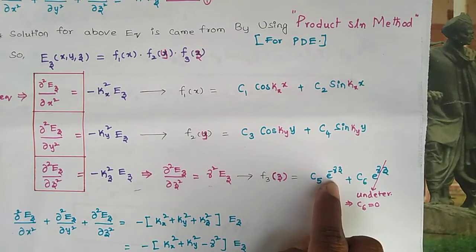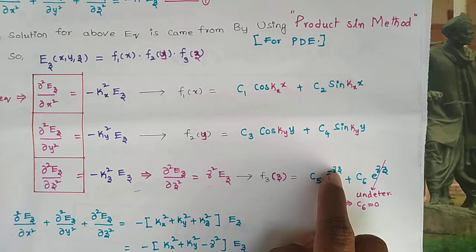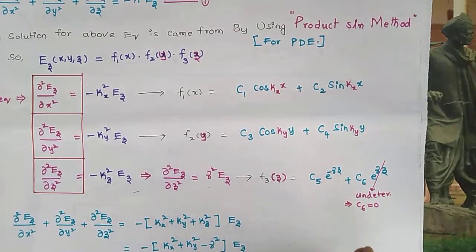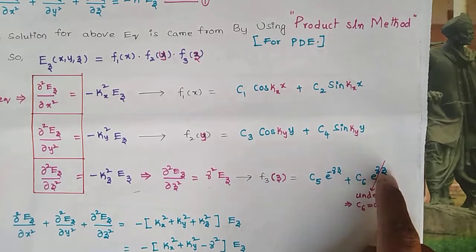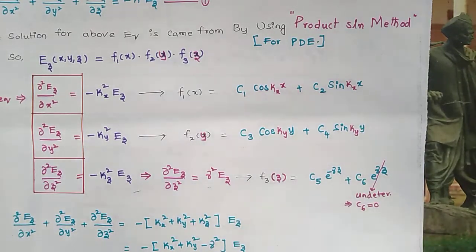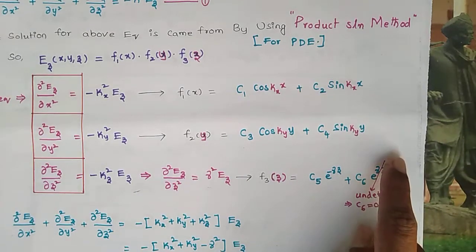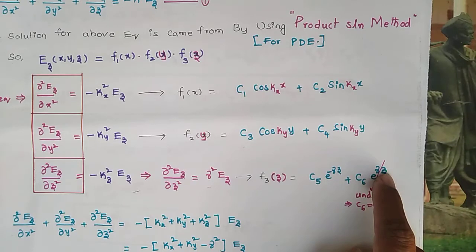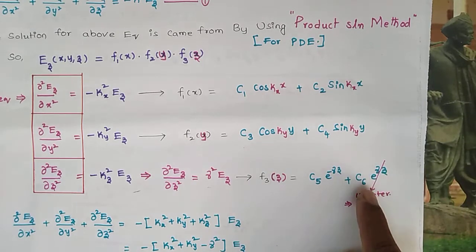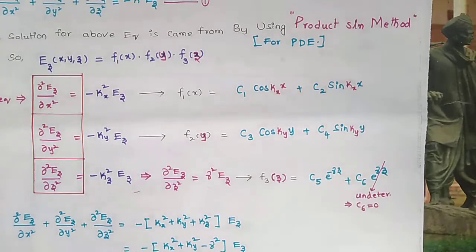What is z equals infinity? e to the power of minus gamma into infinity is e to the power of minus infinity, which is 0, that is 1 by infinity, a bounded value. Here for z equals infinity, e to the power of infinity is not a bounded value. That's why this term is going to be 0. So e to the power of gamma z is 0, and we have to consider c6 equals 0. That's why I am eliminating this term.